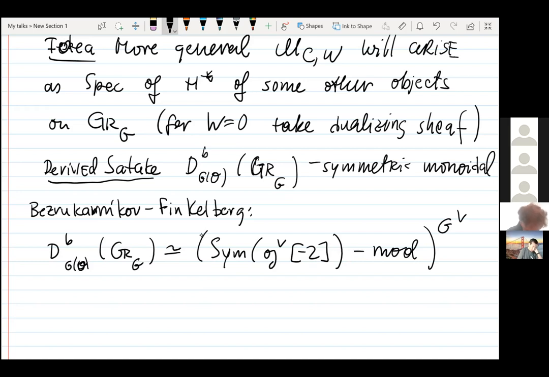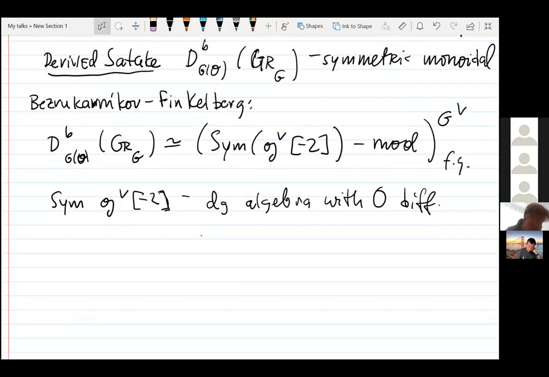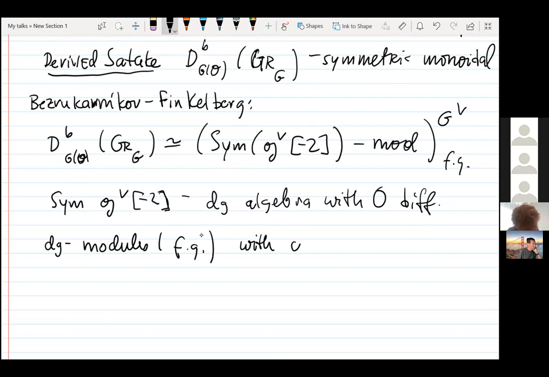Okay, so what is written here? First of all, we can see this Lie algebra G check. We can see that there's a vector space put at the homological degree 2. Maybe I should also put finitely generated, because you can see the bottom right category. We think about this thing as a DG algebra with zero differential. Then we can consider DG modules of it, or the derived category of DG modules. And also we want them to be G-check equivariant. So we consider the DG modules, finitely generated, endowed with a compatible G-check action.